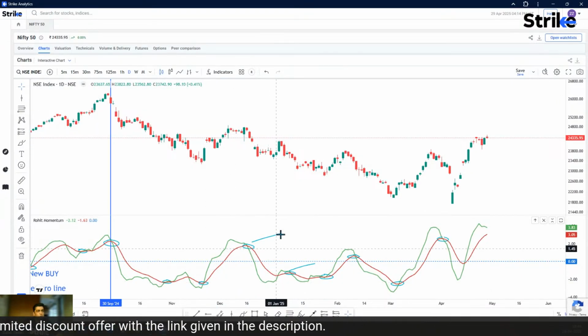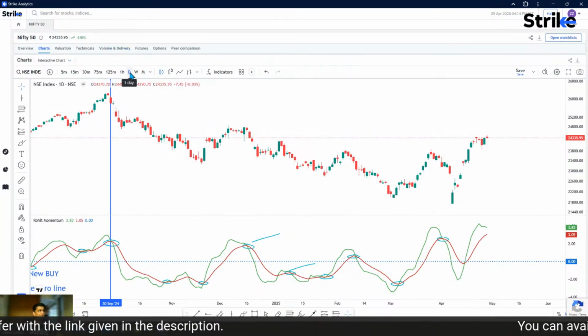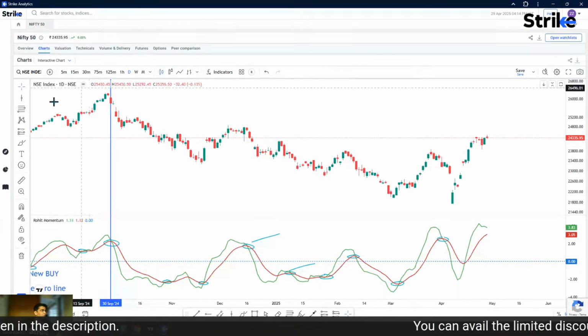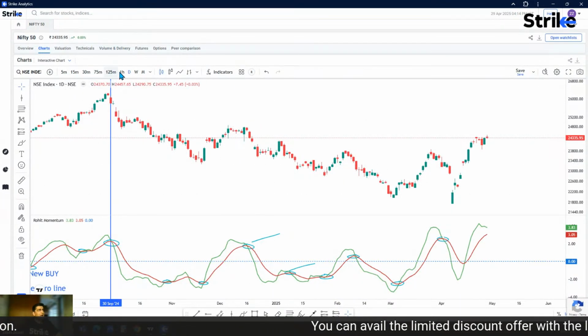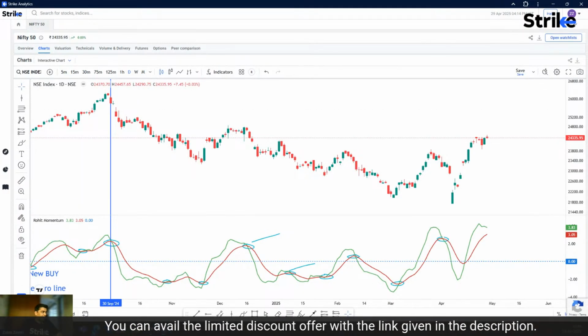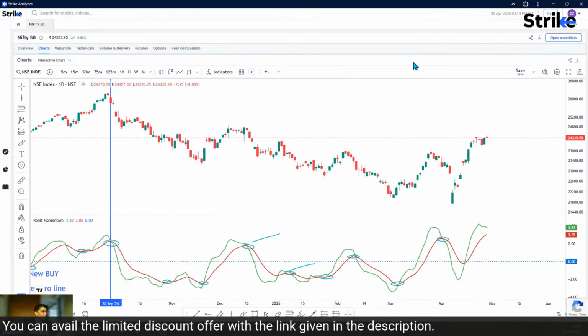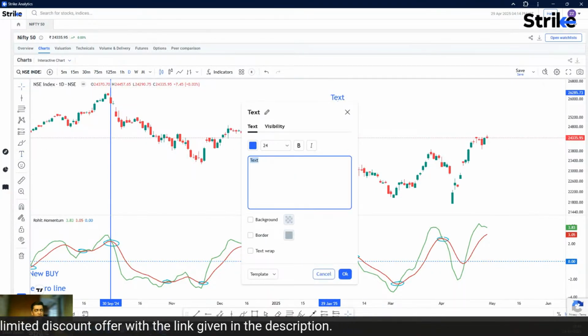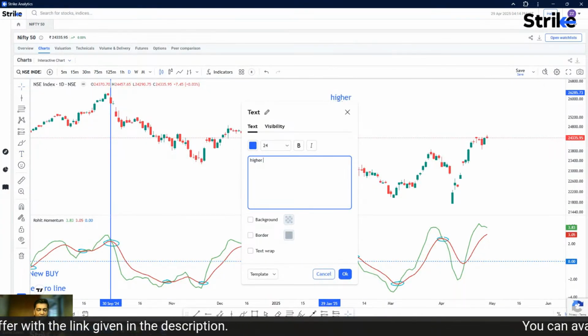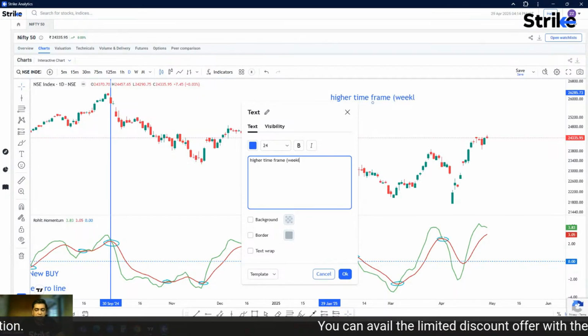We will use one daily time frame chart, and we can also use a higher time frame chart, that is a weekly chart. Now listen to me very carefully. Two time frame chart. So on a higher time frame chart, let's keep it as a weekly time frame.